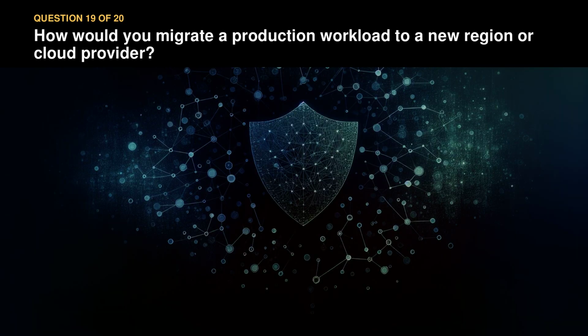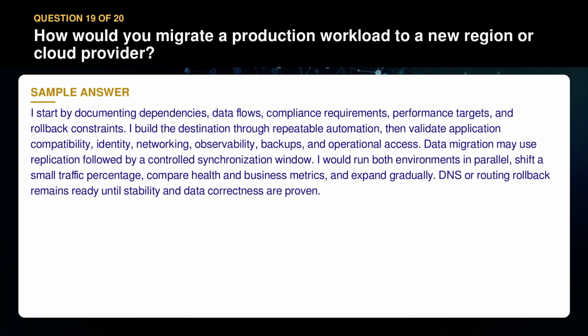Question 19. How would you migrate a production workload to a new region or cloud provider? I start by documenting dependencies, data flows, compliance requirements, performance targets, and rollback constraints. I build the destination through repeatable automation, then validate application compatibility, identity, networking, observability, backups, and operational access. Data migration may use replication followed by a controlled synchronization window.